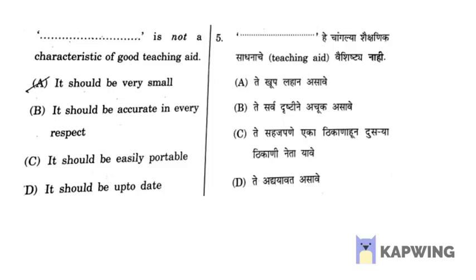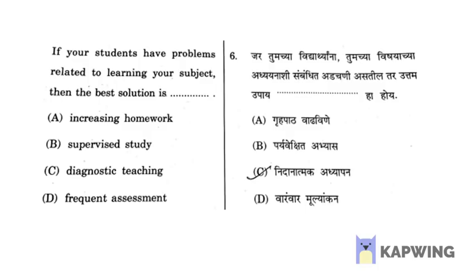And in case of A, it should be large enough so that all the students in the classroom can see it. Friends, that is the main characteristic, that it should be large enough and it should not be very small. So A is the wrong answer here, meaning that should not be the characteristic. Okay, fine. So you have to mark A. If you have marked it, it is correct. Now moving on to the next question.